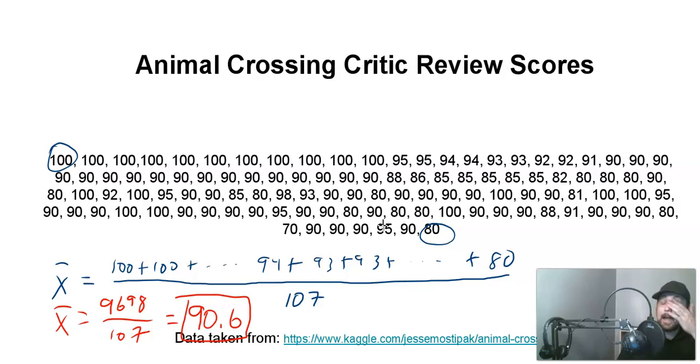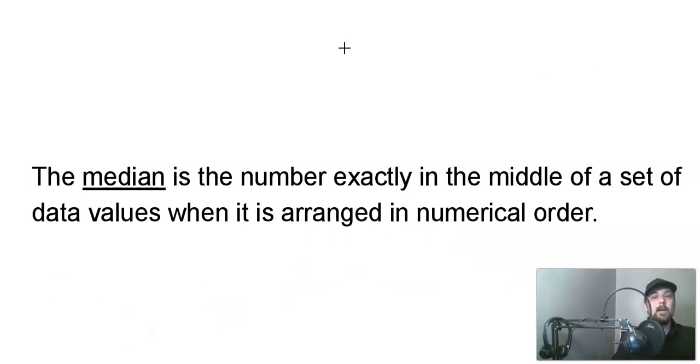And this is our sample. I don't know if they collected it in a random way. I don't know the background information for how the data was collected, so I don't know if this is truly representative of all critics in the entire world. But that's the idea. We have this sample. We hope it's representative of all critics in the world and what they would rate Animal Crossing. Okay, so that's how you do mean. Median is the number exactly in the middle of a set of data values when it is arranged in numerical order. So this is taking the idea of measure of center quite literally.